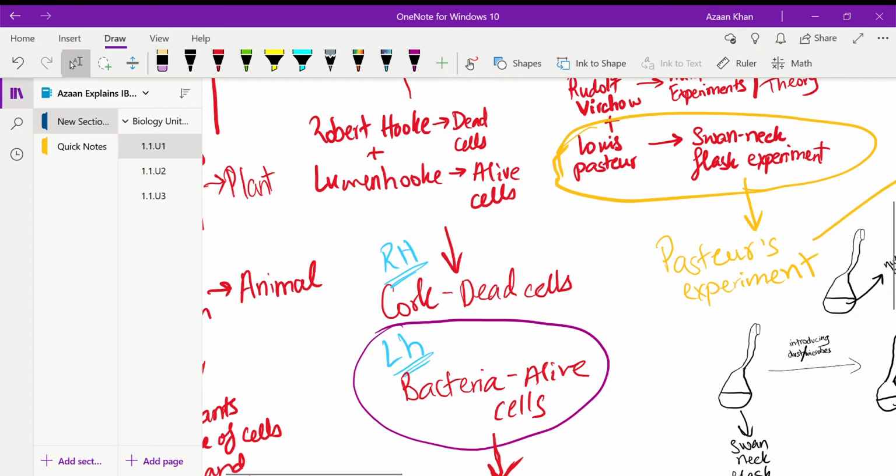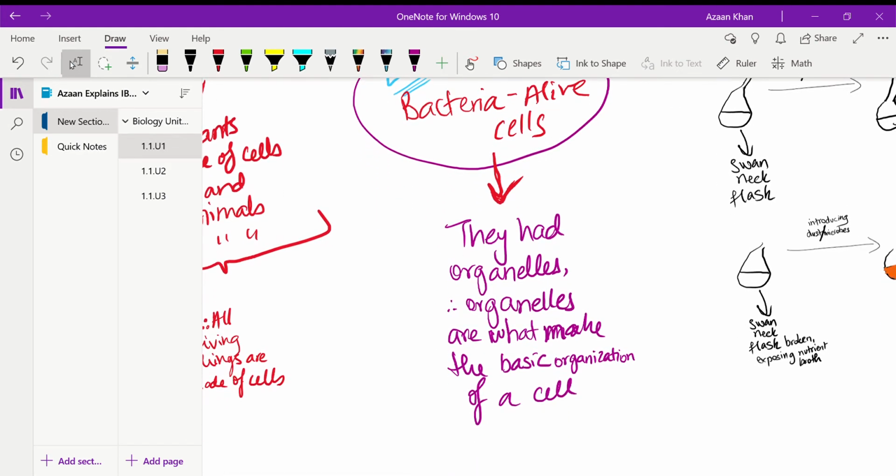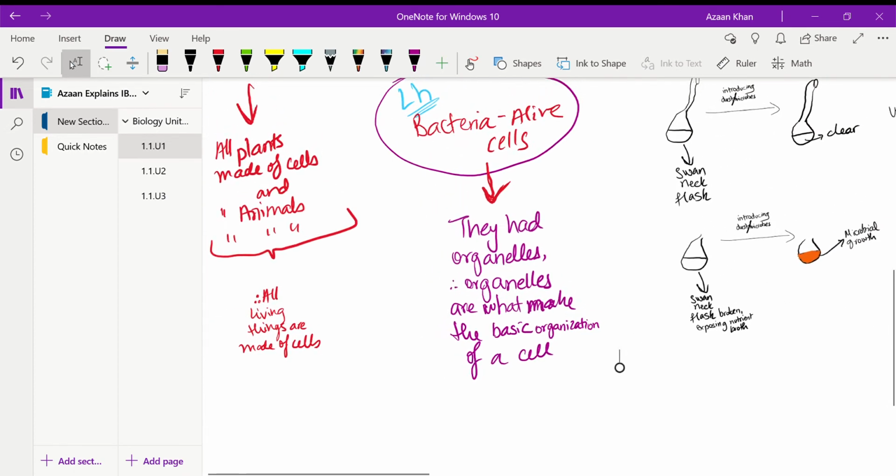However, at the same time, Leeuwenhoek, who was one of the key figures in creating the microscope, looked at live cells, and he did this by going into ponds and finding organisms there. He also found living organisms within the mess in the mouths of people who couldn't brush their teeth, because hygiene was not as great back then. With Leeuwenhoek's discovery, they found that these cells had organelles, and organelles make up the basic organization of a cell.